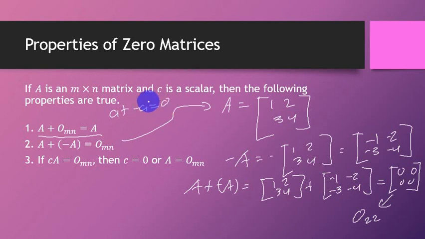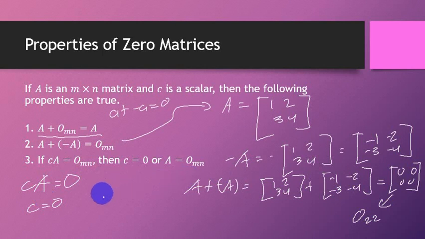Another similar property to the real numbers: if a scalar times a matrix is equal to the zero matrix, then either the scalar is 0 or the original matrix is a zero matrix in the first place. So, for example, given this A, suppose we were told that CA is equal to O sub 2, 2, because A is a 2 by 2 matrix. I'm just going to leave it as O. That means that if this is A, then C must be the scalar 0.